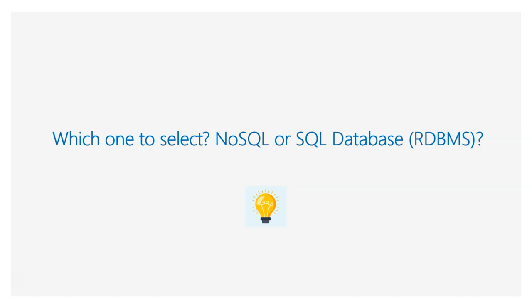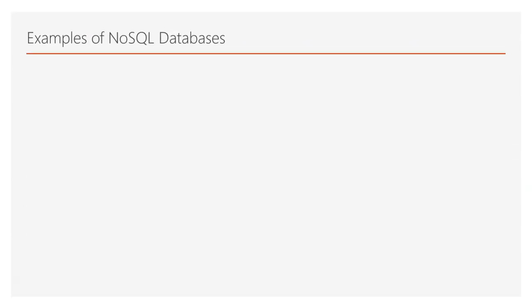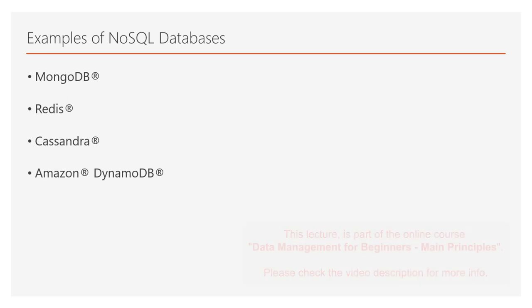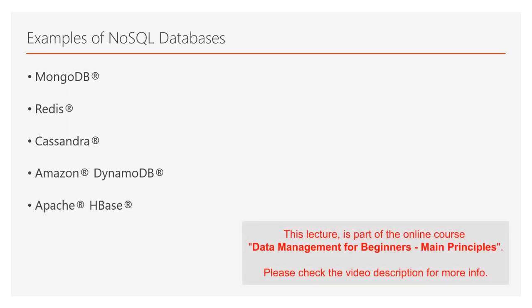Now let's conclude this lecture by taking a look at some popular NoSQL databases. Some examples of NoSQL databases are MongoDB, Redis, Cassandra, Amazon DynamoDB, Apache HBase, Azure Cosmos DB, and many others.